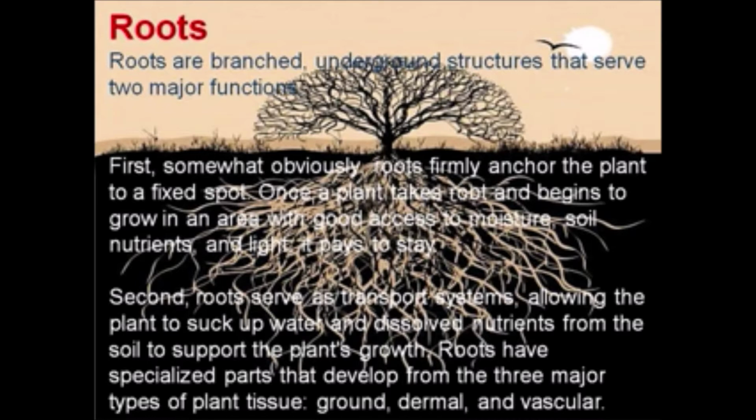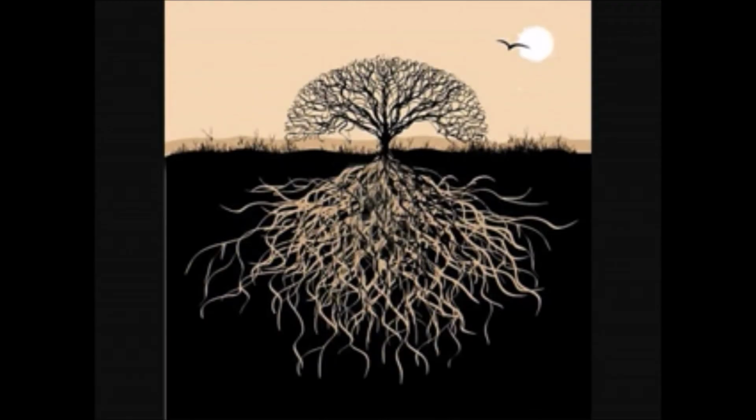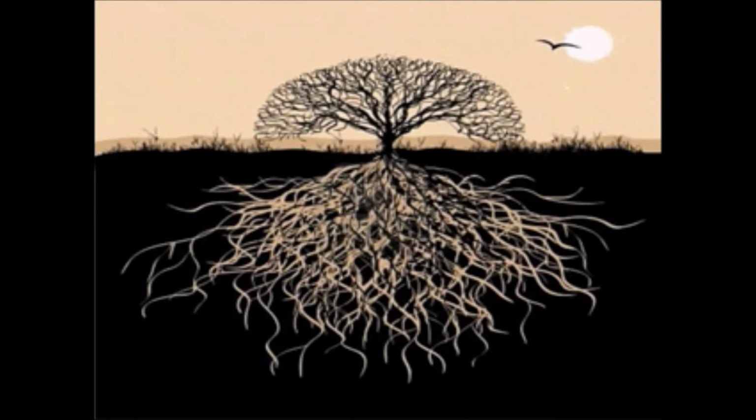Roots are branched underground structures that serve two major functions. First, somewhat obviously, roots firmly anchor the plant to a fixed spot. Once a plant takes root and begins to grow in an area with good access to moisture, soil nutrients and light, it pays to stay. Second, roots serve as transport systems, allowing the plant to suck up water and dissolved nutrients from the soil to support the plant's growth. Roots have specialized parts that develop from the three major types of plant tissue: ground, dermal and vascular.